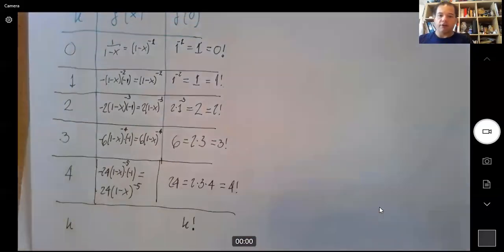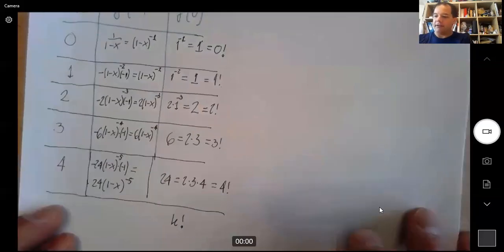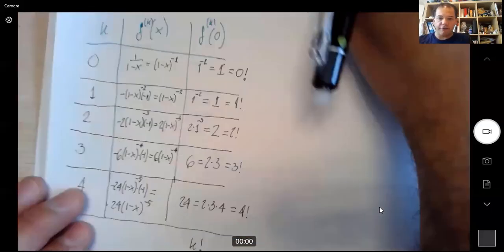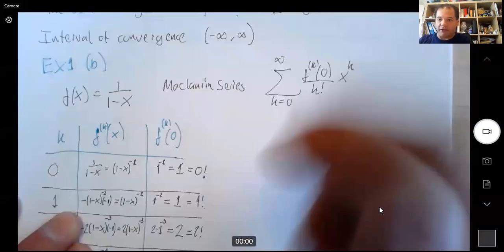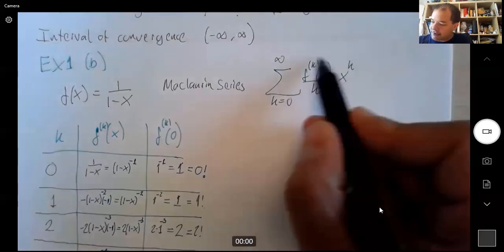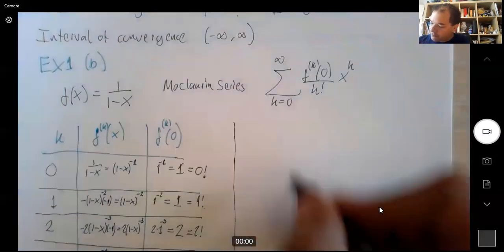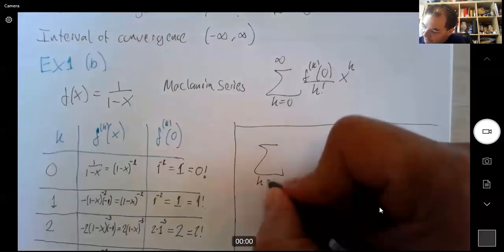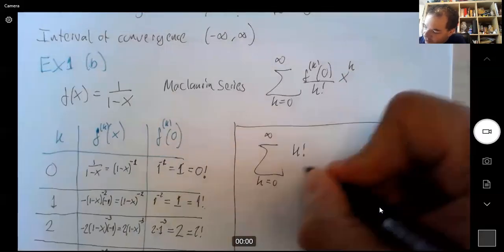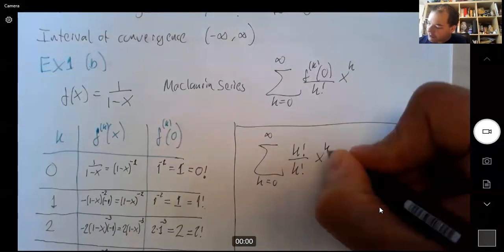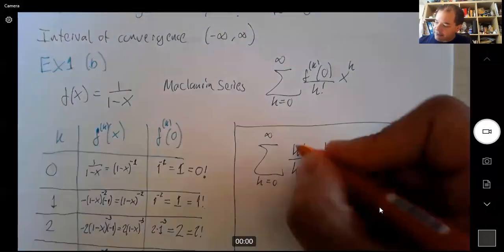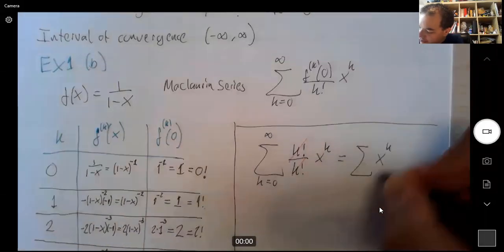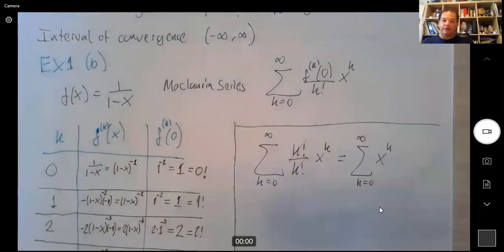All right? Okay. So now let's backtrack, and this was us collecting the ingredients. Now let's put them back into the formula. So this number we said is k factorial. So the Maclaurin series we need is the sum from k equals 0 to infinity of k factorial over k factorial times x to the k. And that's beautiful because these cancel. So our Taylor series, our Maclaurin series, is just the sum of x to the k, right?